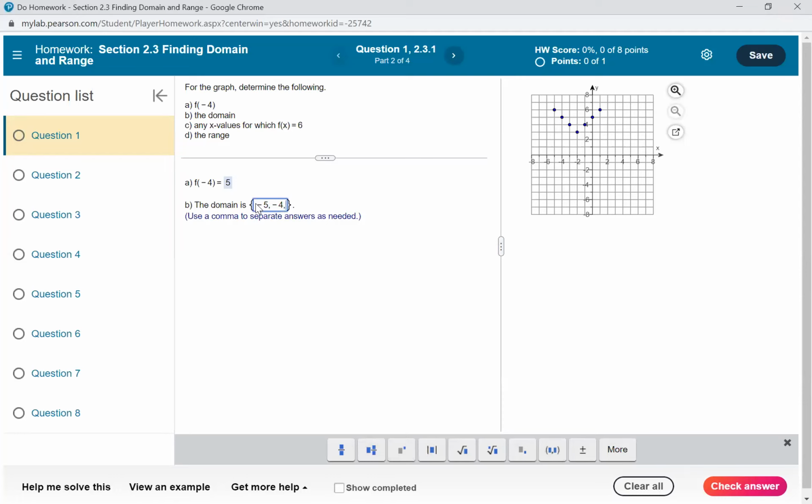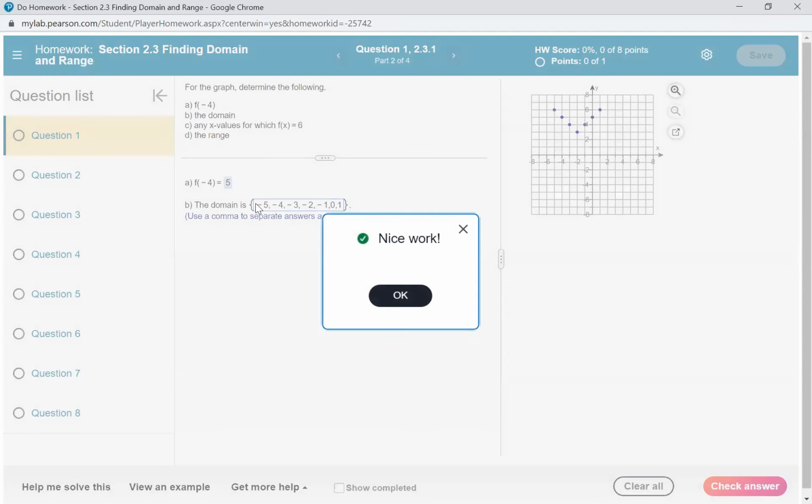So I'm just going to go through, separate these by commas. So I got -3, -2, -1. I got an x value of 0. And then the far right point has an x value of 1. So just go left to right, get all the x values, put them in, and then you'll check that answer.